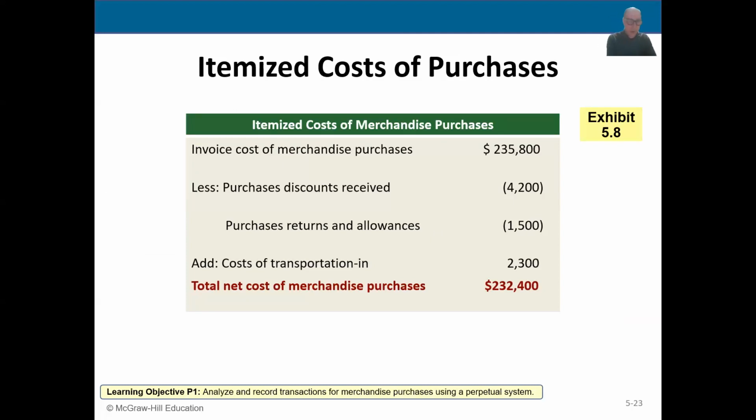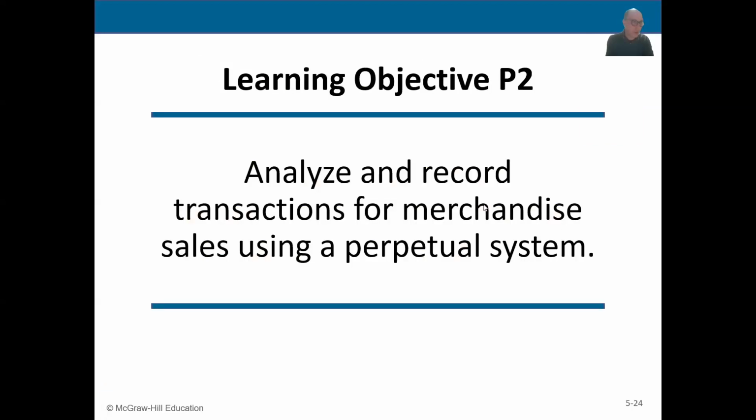So yeah, this kind of shows us an itemized cost of purchases. You'll notice that we have the invoice amount minus any discounts that we received and minus any returns that we sent back. And then we add in any type of shipping cost. That gives us the net cost of purchases. This type of report you might see internally. It's not something that gets published or anything like that. It's for management purposes only. That's all you need to know about that.